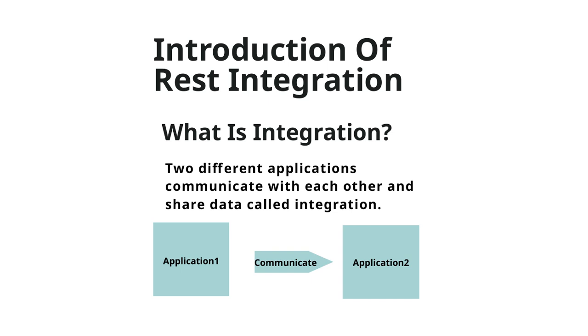Imagine application 1 and application 2. These are two separate systems. When they need to exchange information, they do so by communicating. This communication allows them to share data efficiently and effectively, enabling more powerful and flexible systems. Understanding this concept is fundamental as we explore how services facilitate this kind of integration in modern applications.